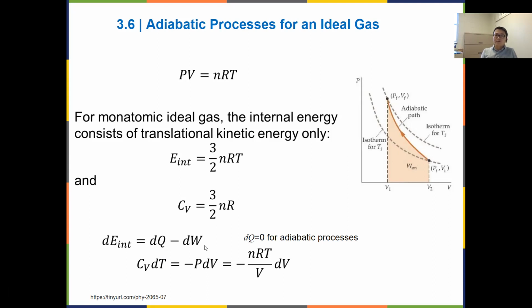Starting again from the first law of thermodynamics, in differential form, the derivative of internal energy equals dQ minus dW, dQ being 0 for an adiabatic process. An adiabatic process is a process that has no heat transfer. So the change in internal energy is equal to minus dW, which is minus P dV. The derivative of internal energy is 3/2 of nR dT, and 3/2 of nR is C_V, so C_V dT. That's equal to minus nRT divided by V times dV, because from PV equals nRT, P equals nRT over V.